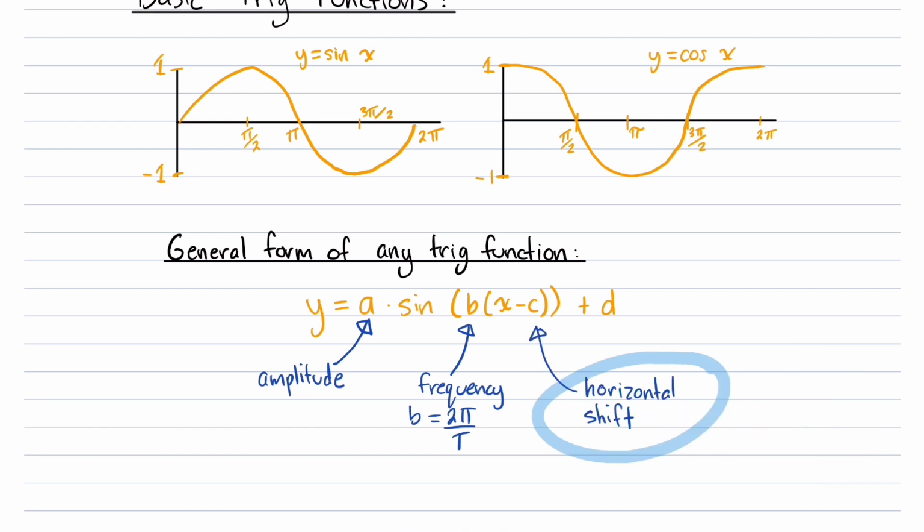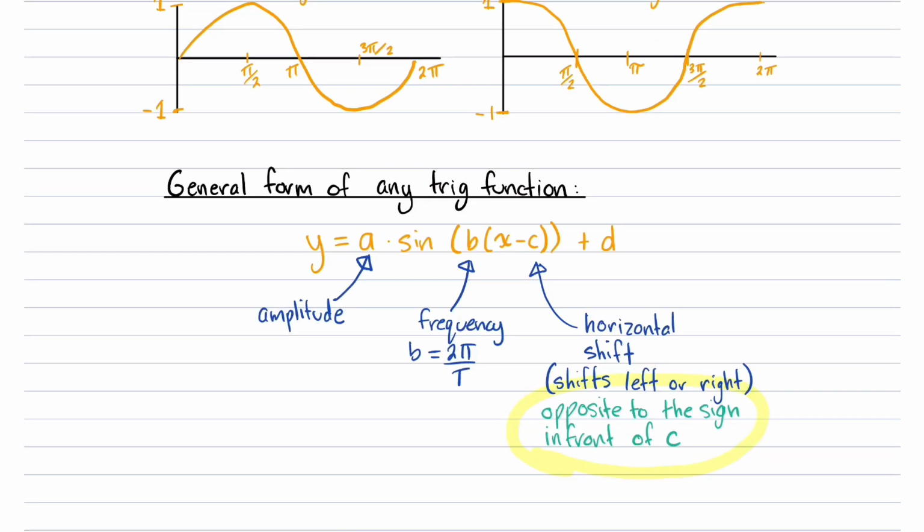C is our horizontal shift, which shifts the graph left or right, and it's the opposite to the sign in front of c. So if it was x minus pi on 6, then we would shift our graph pi on 6 in the positive direction, and vice versa. If it was plus pi on 6, then we'd shift our graph to the left. Then the d value is the vertical shift of the graph, and that just shifts the graph up or down, and it's not opposite to the sign.